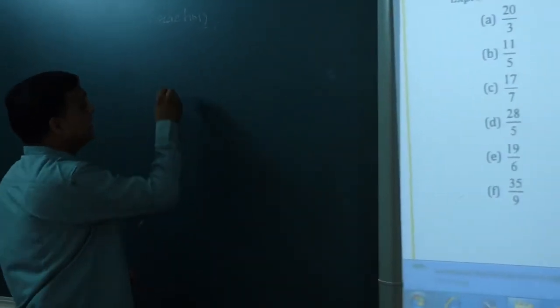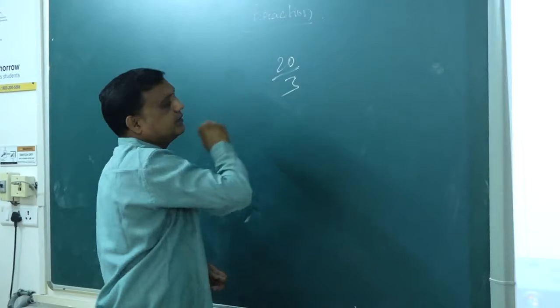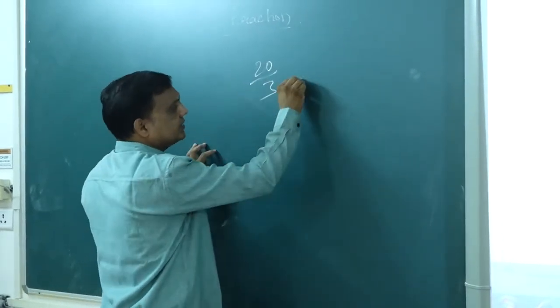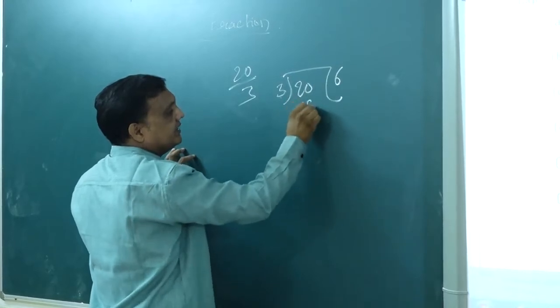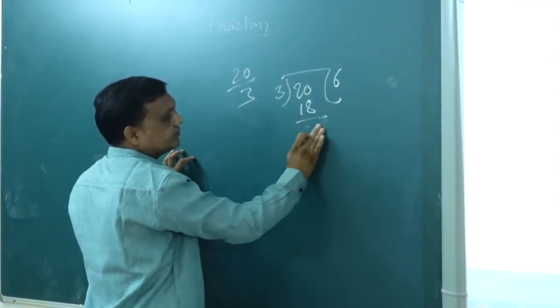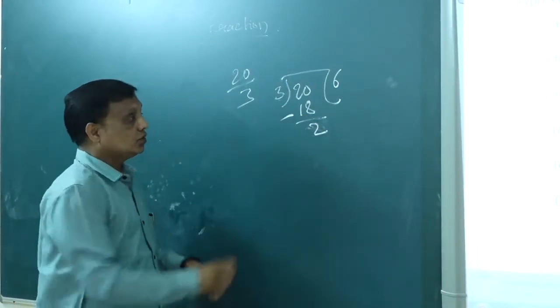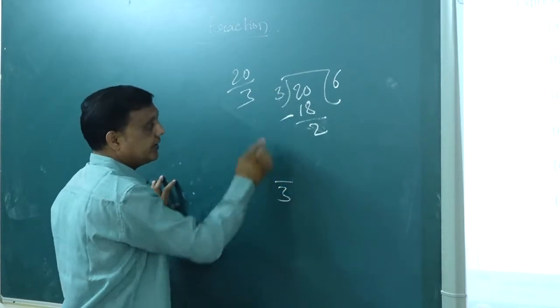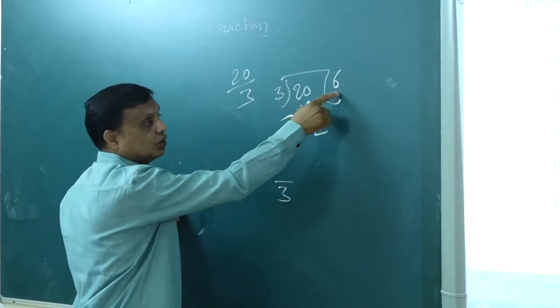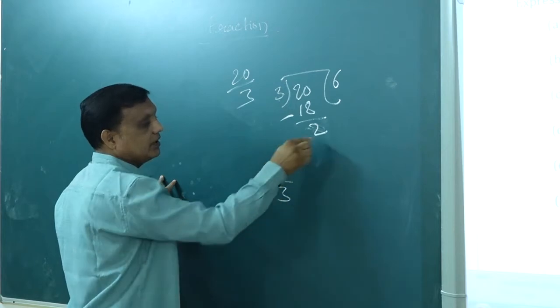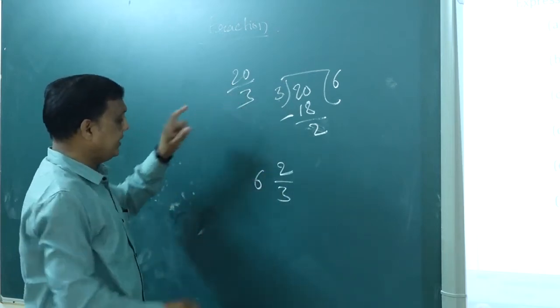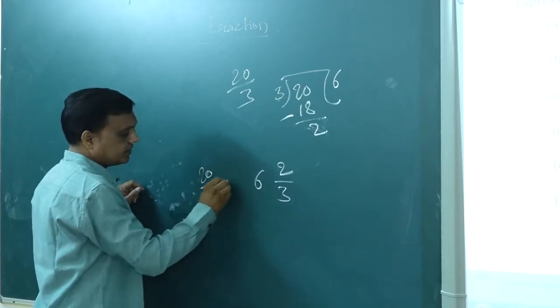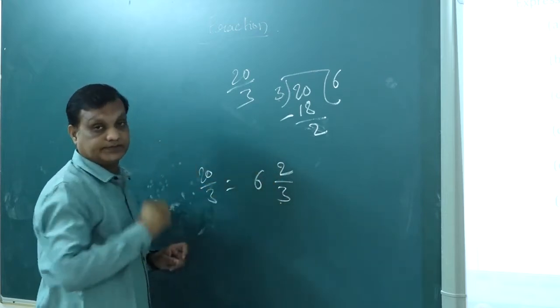Now, mixed fraction. Here is given 20 upon 3. How do you convert it? Divide the two numbers, 3 and 20. 3 6s are 18. 2 left. So this is the denominator, and this quotient is the whole number and the remainder is the numerator. So 20 upon 3 is equal to 6, 2 upon 3.